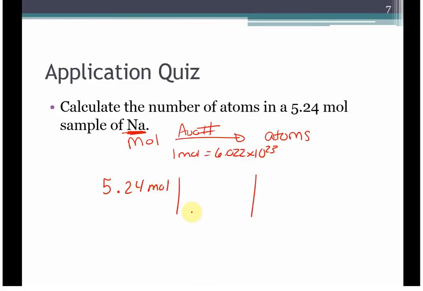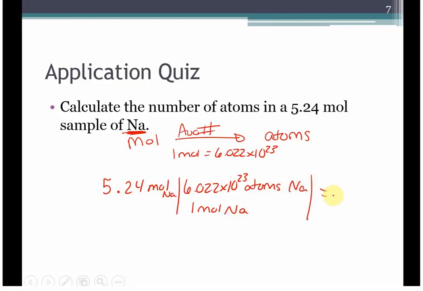To cancel moles, we put one mole down here, and 6.022 times 10 to the 23rd atoms. I didn't give myself enough room, and I should have sodium written everywhere. If I was a good girl, I would do that.